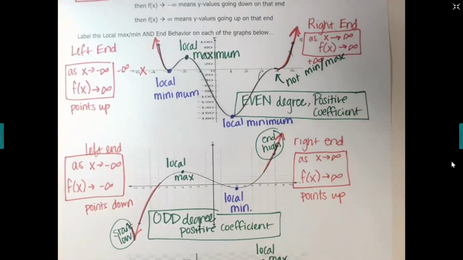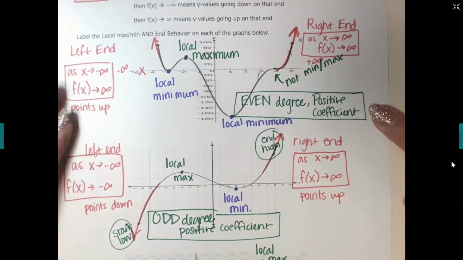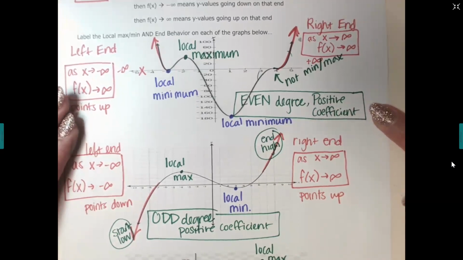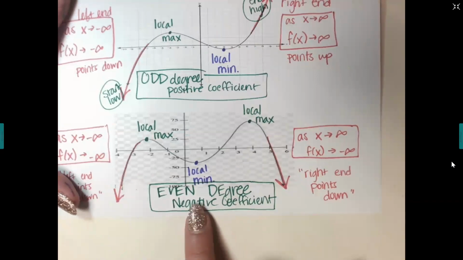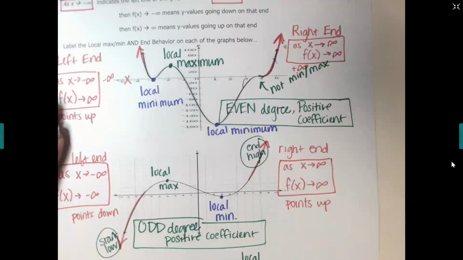Okay, so both ends up means positive coefficient, versus like in the third graph, both ends down meant you have a negative, okay?